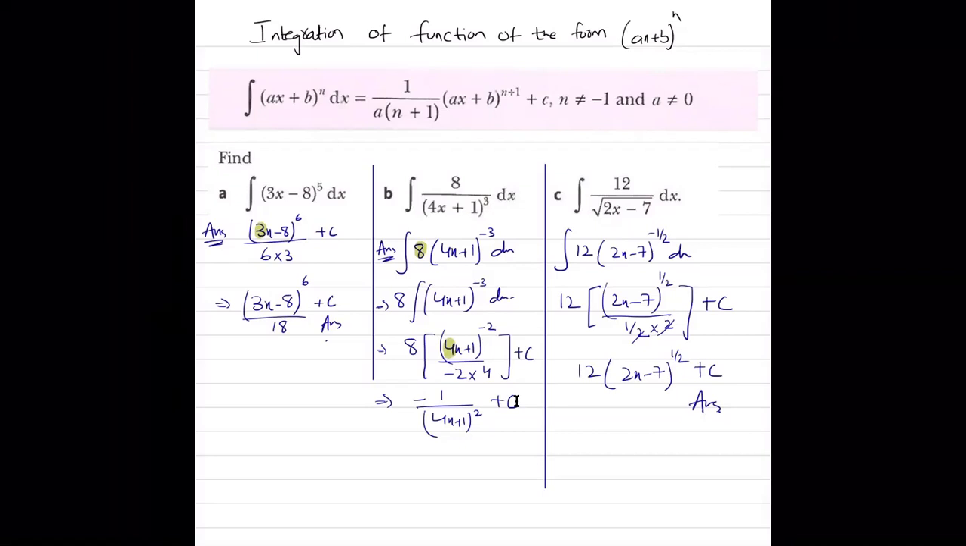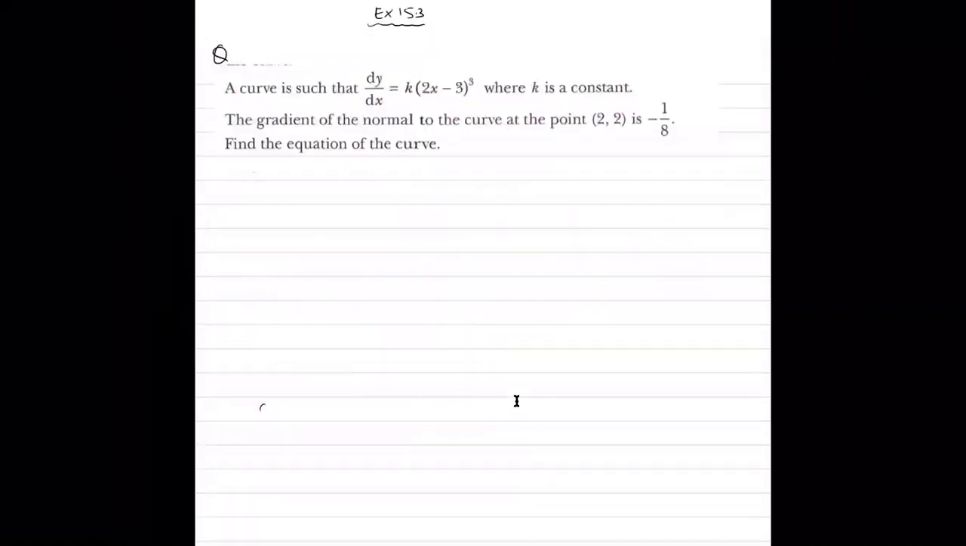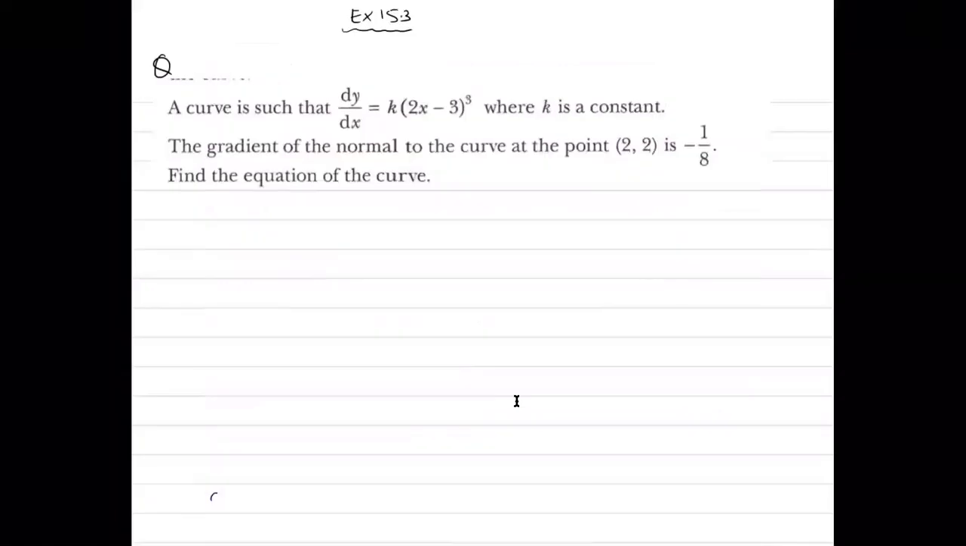Sir, I'm done. Okay, let's see a word problem. There's a curve whose gradient function is k times 2x minus 3 to the power of 3, where k is a constant. The gradient of the normal to the curve at the point 2 comma 2 is minus 1 over 8. Find the equation of the curve.